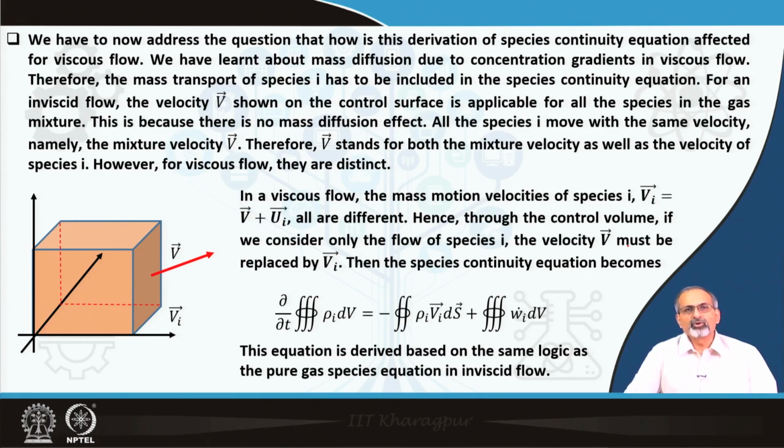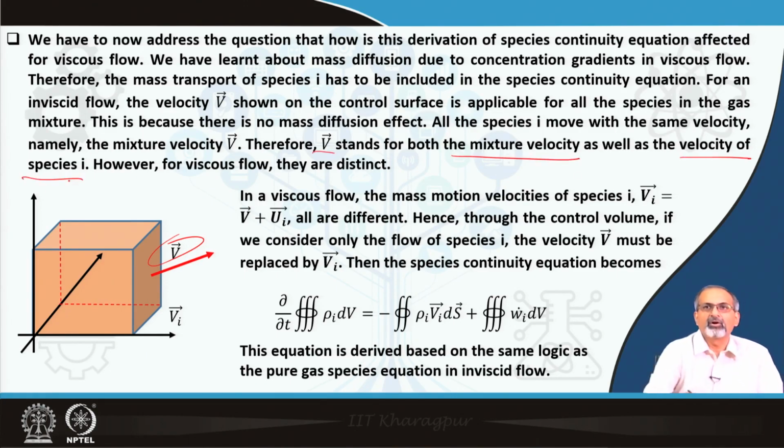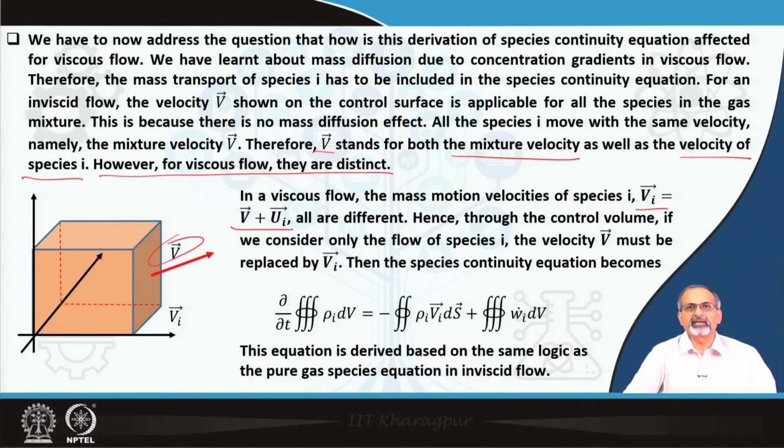Now, for an inviscid flow, the velocity v, which we have shown on the control surface, is applicable for all species in the gas mixture. This is because there is no mass diffusion effect. All the species I move with the same velocity, and that is namely the mixture velocity v. Therefore, v stands both for the mixture velocity as well as the velocity of all the species. However, as we know, for viscous flows they are distinct. In fact, we then have an equation which looks like this for each species separately.